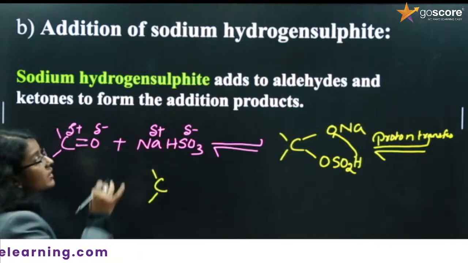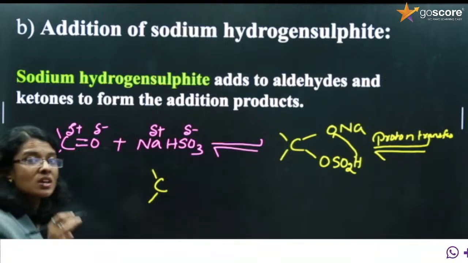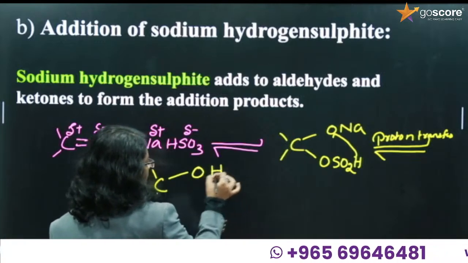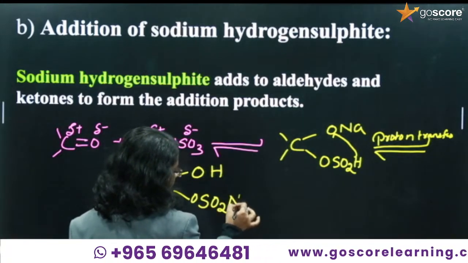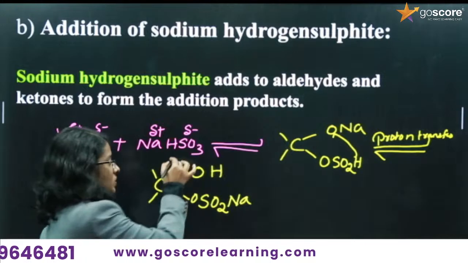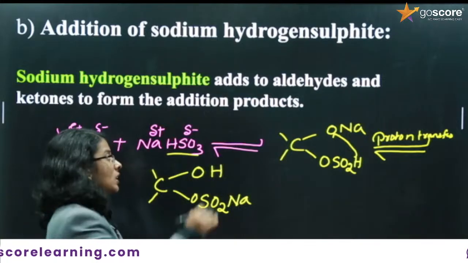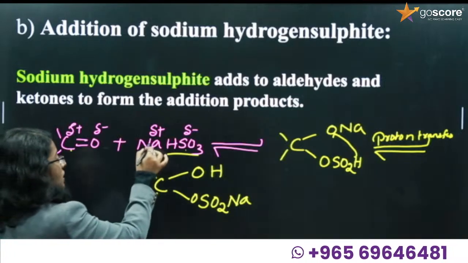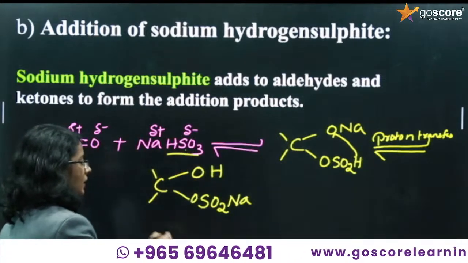So here we are discussing the addition product. We are adding this sodium hydrogen sulfite to aldehyde and ketone. So it will become OH and this is SO2Na. Is it clear? So you have to identify which is the nucleophile. In this sodium hydrogen sulfite, SO3H is the nucleophile. That nucleophile will attack the carbonyl carbon and the Na will be attached to the oxygen. Then proton transfer will occur. Then we will get the product.